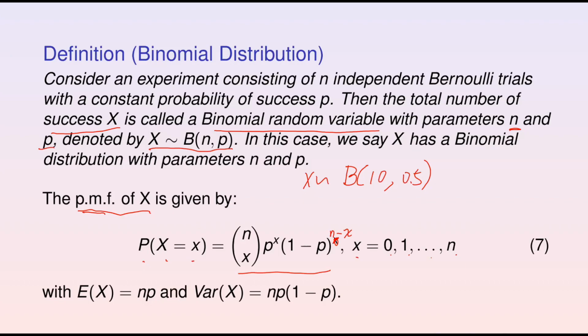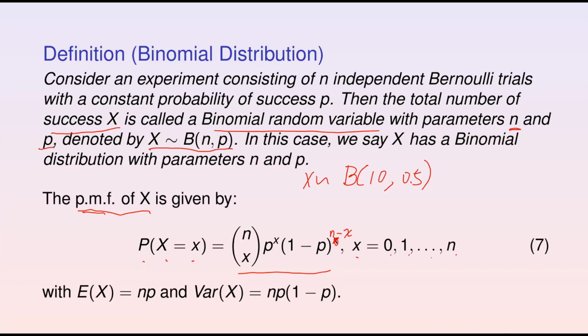It may be 0: there's no success, all failures. Or 1: there is one success and all the others are failures. Or 0, 1, 2, till n, where n means all of these trials resulted in a success. So the possible values of this binomial random variable are 0, 1, 2, up to n. That's the possible values of x.